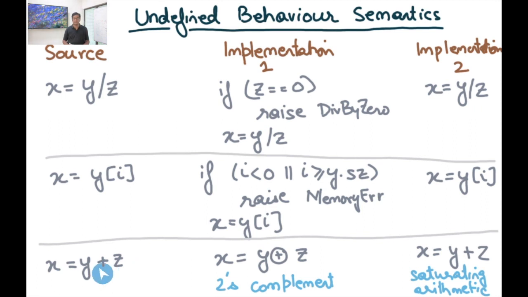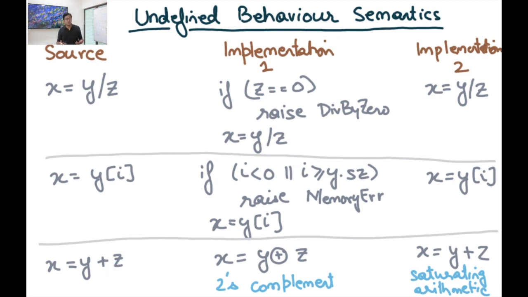Now this plus here is arithmetic addition in, let's say, a language like C. And let's assume y and z are signed integers. So y and z are not infinite integers, right? They are maybe 32-bit integers or 64-bit integers. Let's assume they are 32-bit integers. So what happens if y plus z overflows the 32-bit value? What should happen in that case?